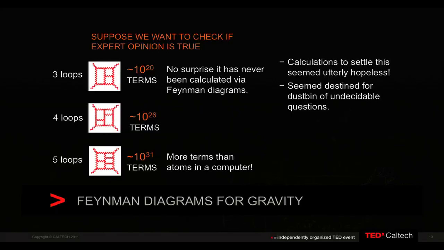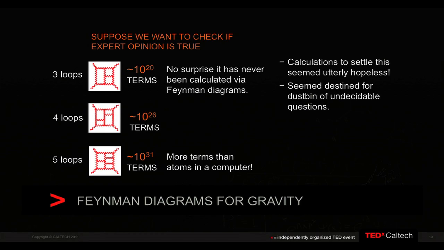So, for example, at three loops, we would have to do the Feynman diagram that's at the top of the screen. Now, let's forget about the zillions of other diagrams that you have to do at three loops. Let's just talk about this one diagram. Well, if you were to evaluate that one diagram, you would find that it has around 10 to the 20th terms. Now, you should not be surprised that no one has done that calculation.